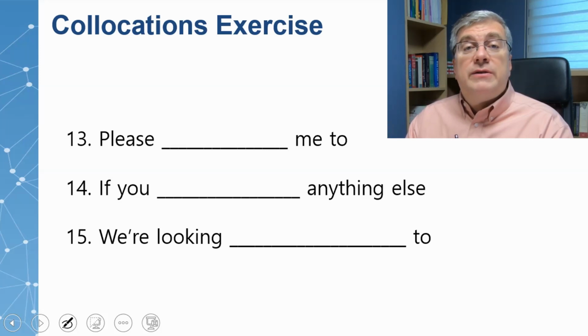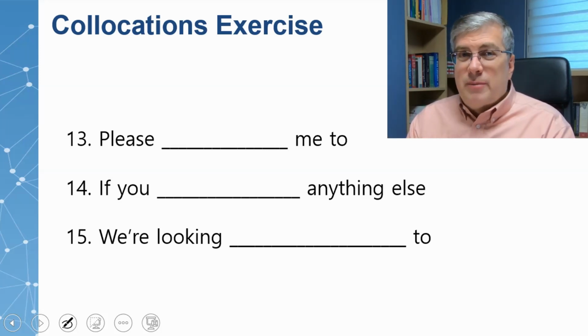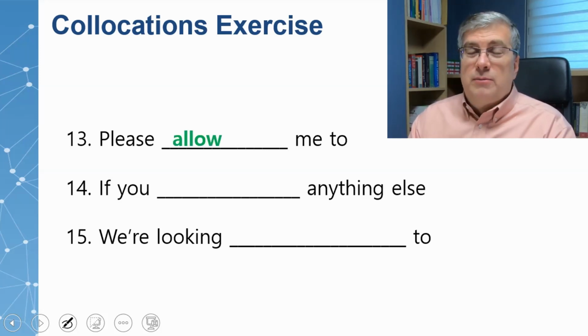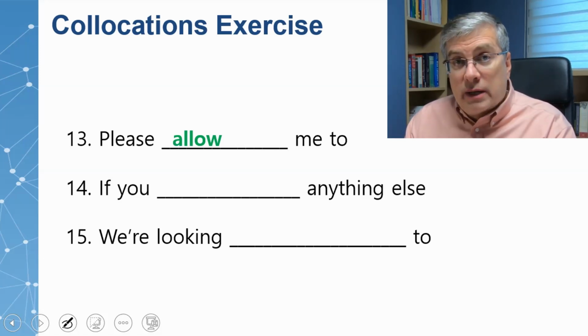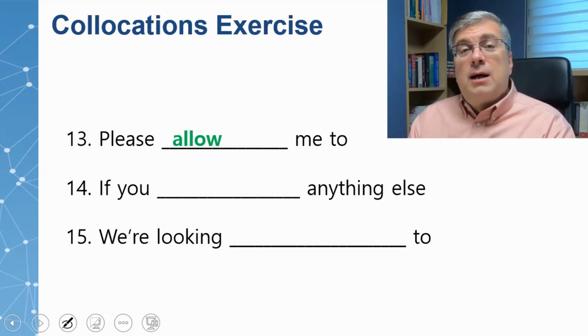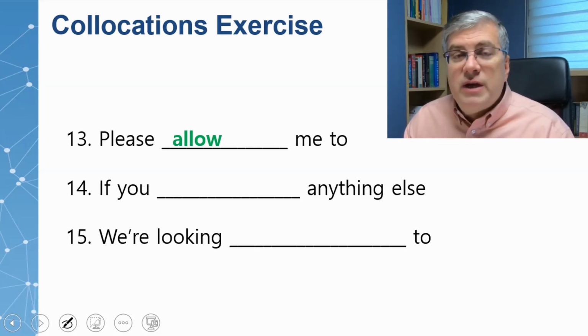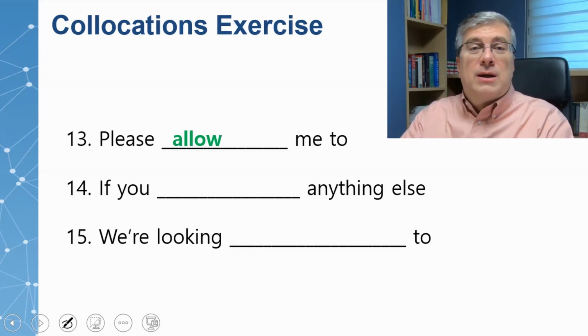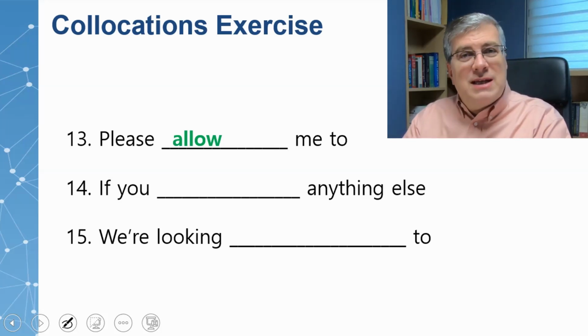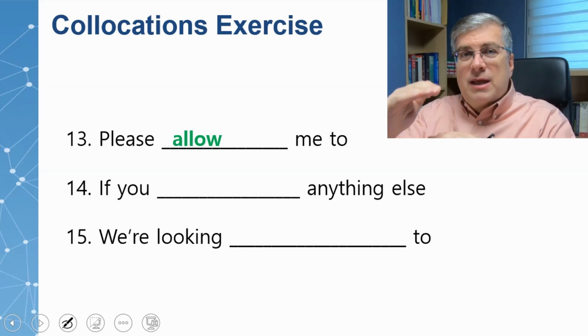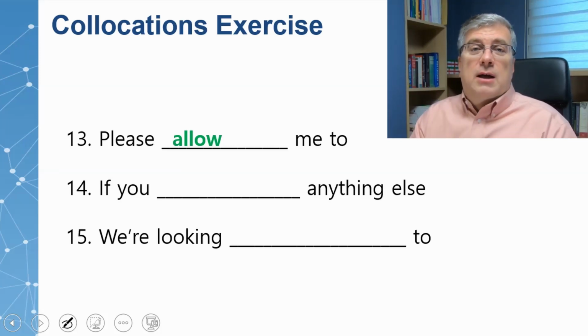Please allow me to. When you want to do something that may take the reader's time, it's a good idea to ask them for permission. For example, please allow me to introduce myself. Please allow me to explain the features of our product. Please allow me to brief you on the background of this situation. It's a common expression you can use when you have a lot of information. It's going to take the reader some time, and they're going to have to pay attention to the details that follow. Maybe it's a little bit lengthy, so this is a good expression to introduce that information.